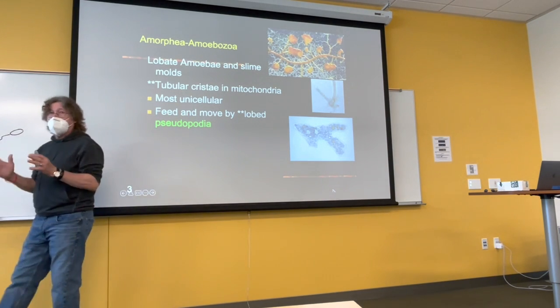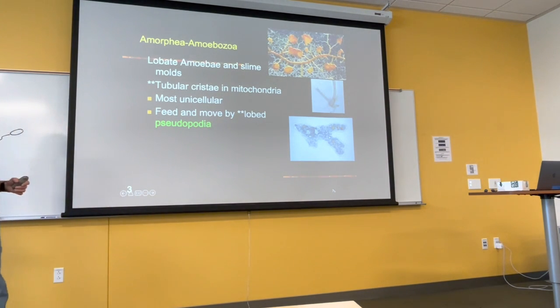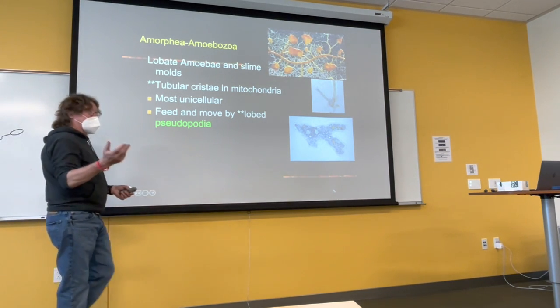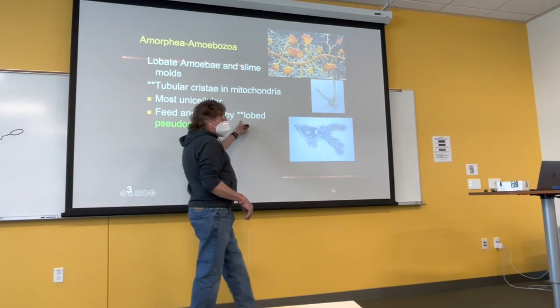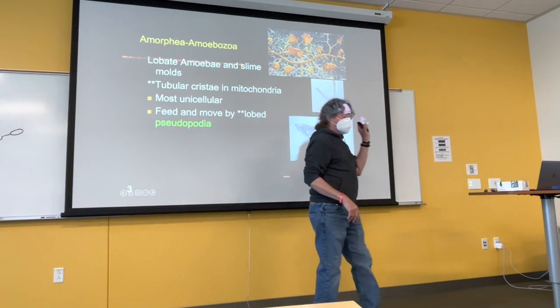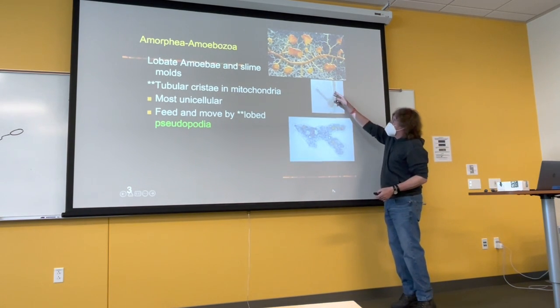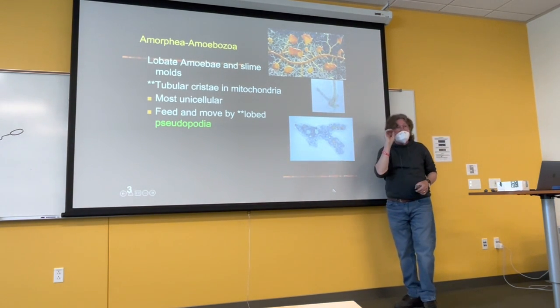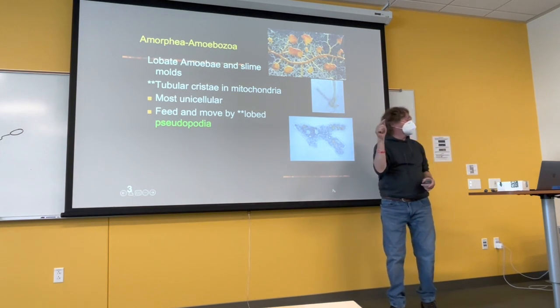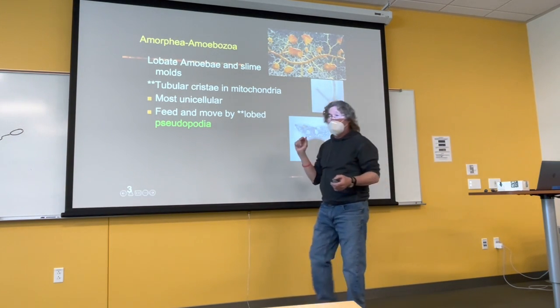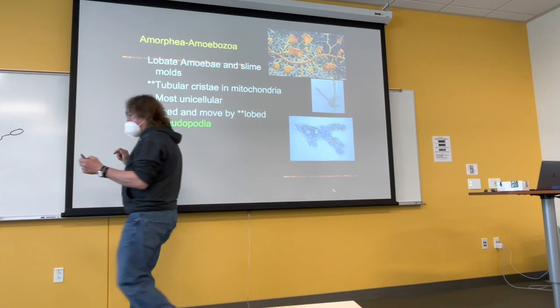Also, most of these are unicellular, and they feed by broad pseudopodia, not the needle-like pseudopodia that we see in the Rhizaria, because they are also amoeboid. So that's an apomorphy. When I say lobed pseudopodia, we're talking about these broad, finger-like pseudopodia, in contrast to needle-shaped pseudopodia.